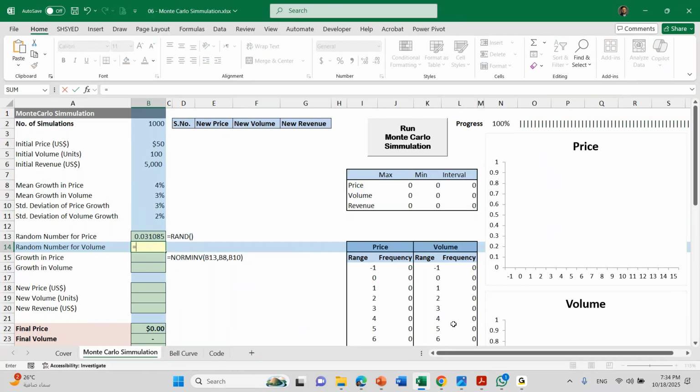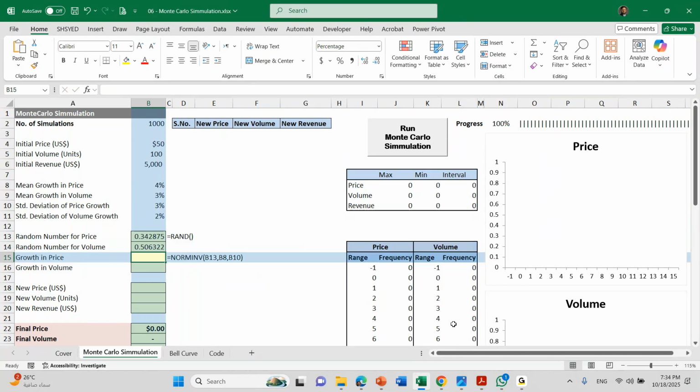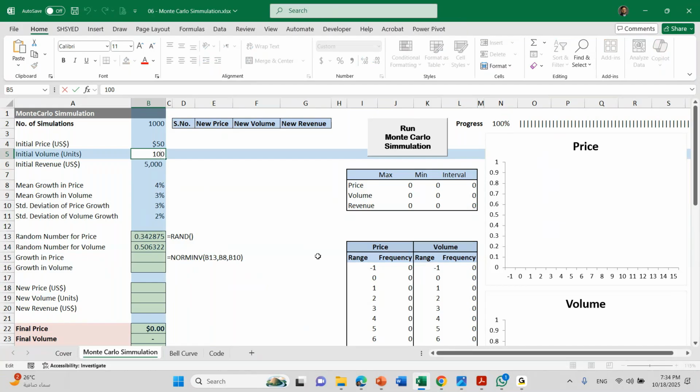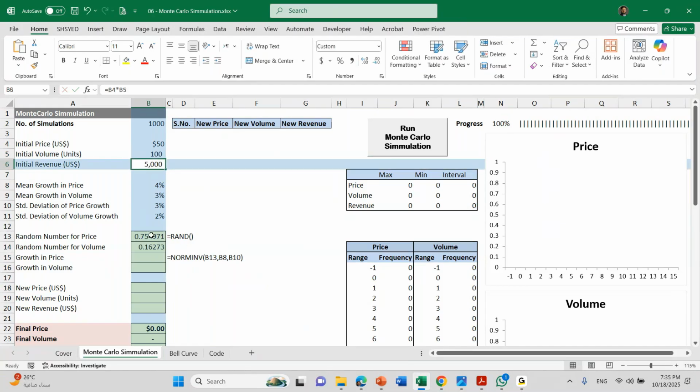I'm going to write another rand function for the change in volume. When I write this rand, the first value will also change. And that is the beauty of this rand function actually. It is a purely random number. Wherever in this sheet, if I hit enter even here, the values change where I have entered the rand. And that is what we want to achieve. We want a purely random change in our price and volume.